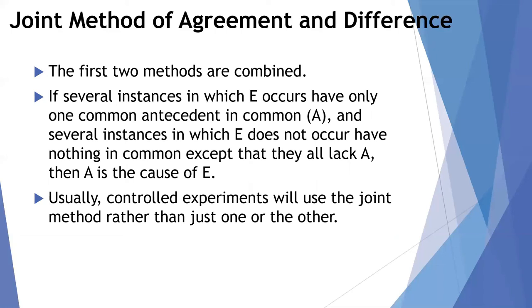Again, usually controlled experiments will use this method. Why not? I mean, it's a much stronger method. So if you can set up an experiment and control the potential causes, then why not set it up in this way where you have some agreement on the one hand and some differences on the other hand? And so this method is preferred.